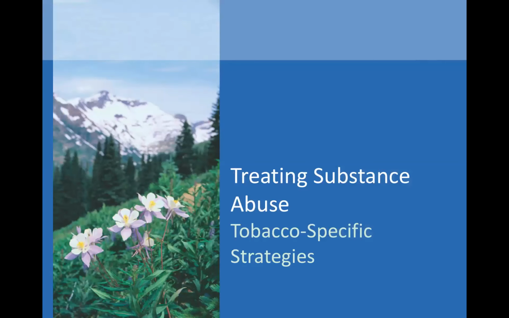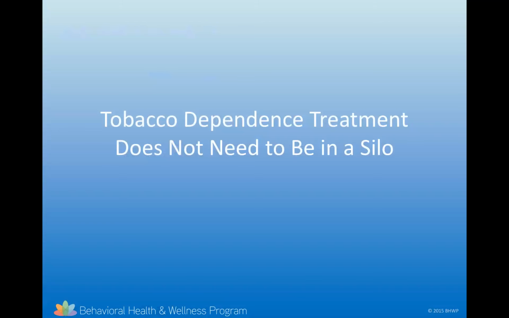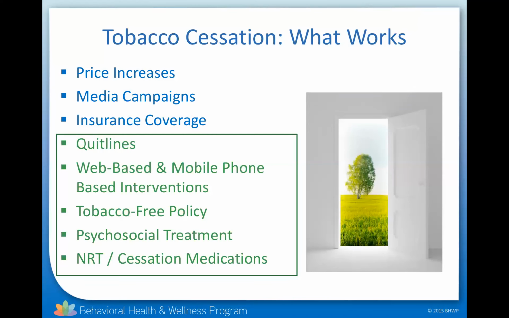Okay, so let's look at treating substance abuse with specific tobacco strategies in mind now. We do know that tobacco dependence treatment does not need to be in a silo, so I want to put that out there at the onset, that we want to do this across the board and decrease the stigma associated with it. So here's a quick overview of what we know works statistically: increasing the price of cigarettes, media campaigns, insurance coverage, obviously, so that we can fund service provision.